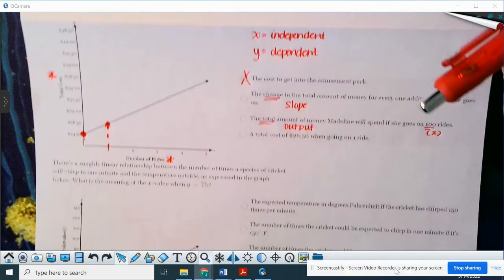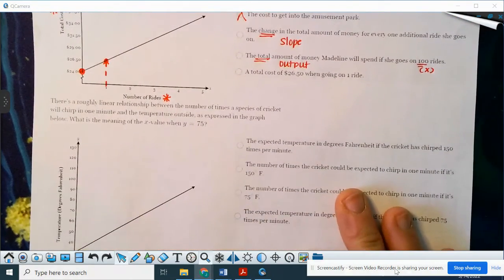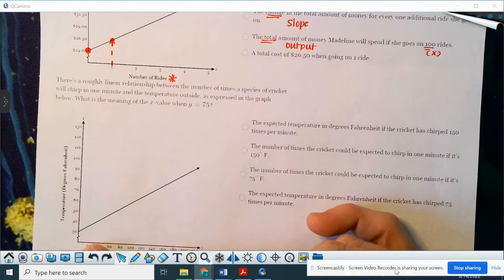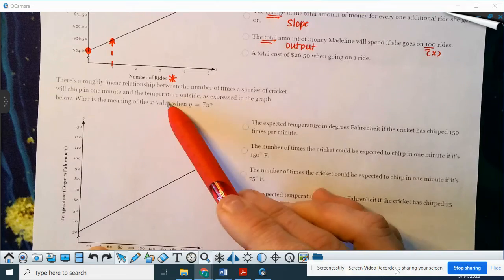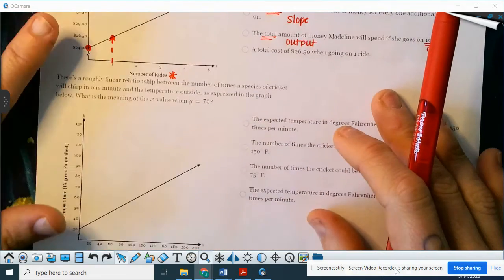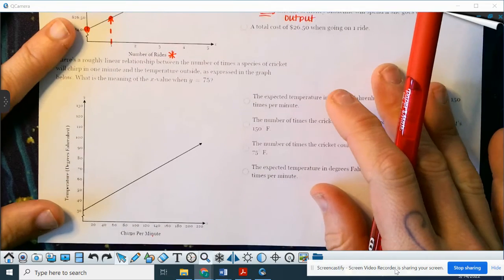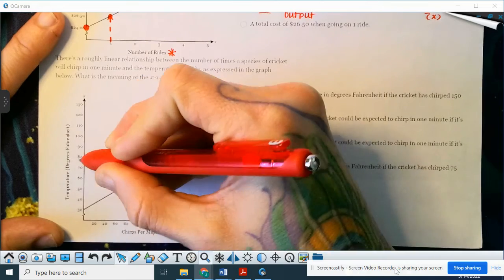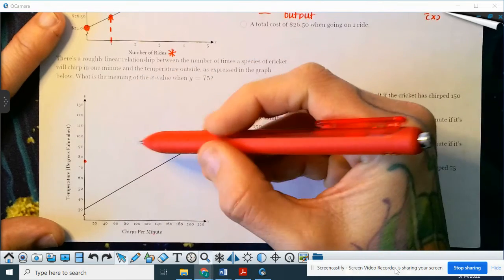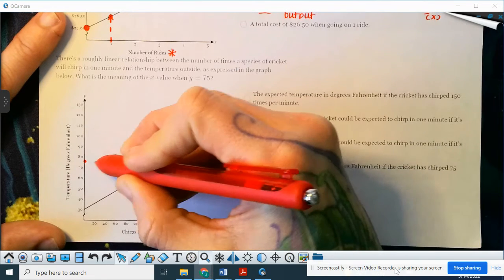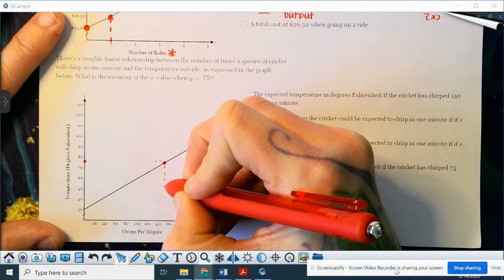So there's roughly a linear relationship between the number of times a species of cricket will chirp, so chirps per minute, in 1 minute, and the temperature outside, so our temperature. As expressed in the graph below, what is the meaning of the x value, y equals 75? So I want to go to y equals, and y's are up and down, so it's going to be right here. And again, my lines are a little gray and harder to see. But I'm going to go all the way across until I touch my function. Come over here, and then I'm going to go down.